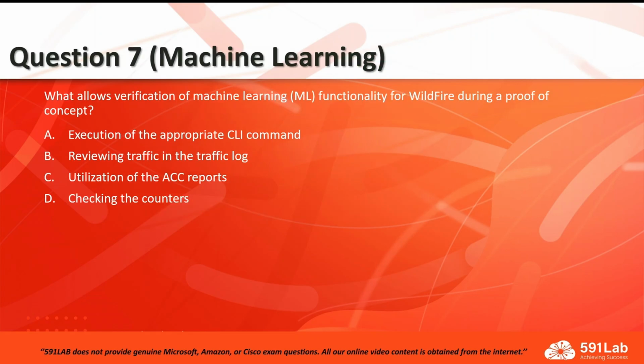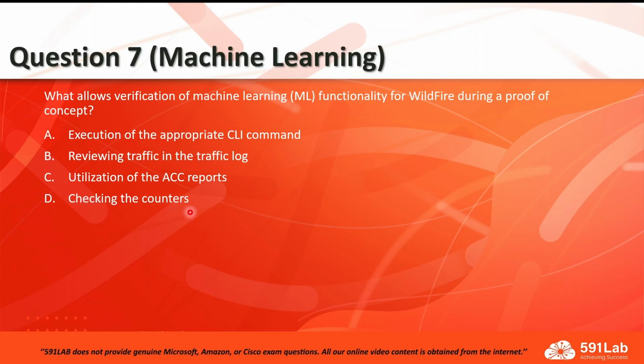Let's go to question number 7. This question will be about the Palo Alto Networks machine learning capability. The question is as follows. What allows verification of machine learning, or ML, functionality for WildFire during a proof of concept? The options are as follows. A. Execution of the appropriate CLI command. Or B. Reviewing traffic in the traffic log. Or C. Utilization of the ACC reports. Or D. By checking the counters.